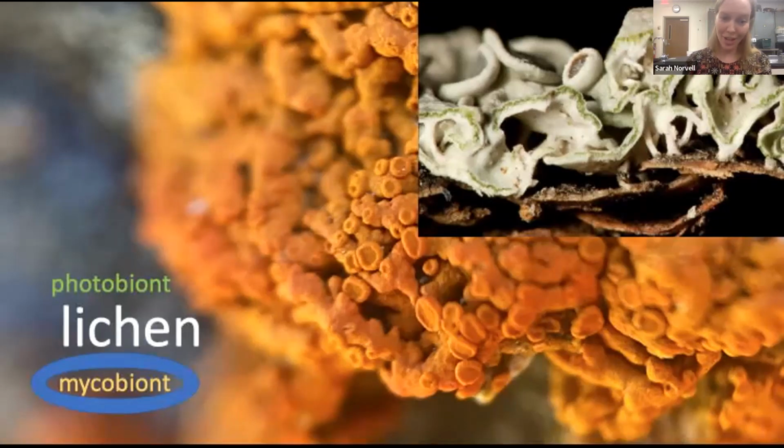And the photobiont actually does get something in return. The mycobiont is providing first a structure, so a little microclimate for that photobiont to exist in. And the mycobiont also, just because of the nature of the fungus, is able to uptake mineral nutrients and water just directly across its surface. So the mycobiont provides mineral nutrients and water to the photobiont in exchange for carbon.